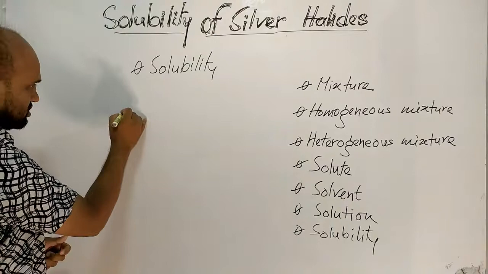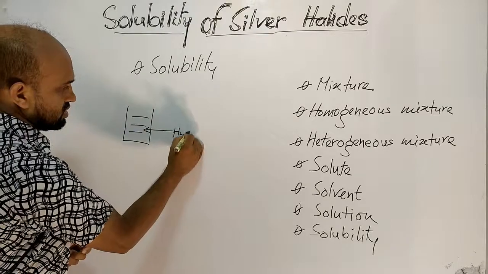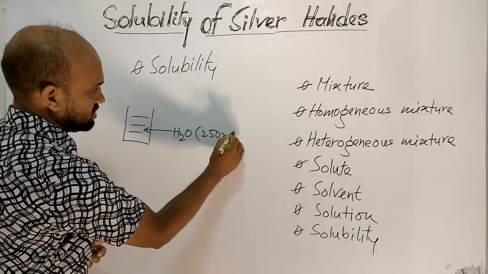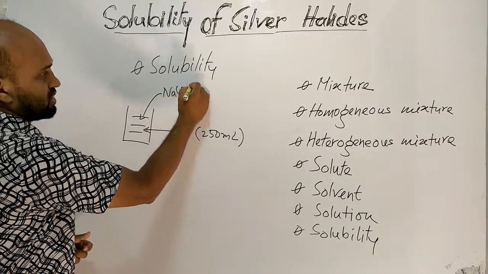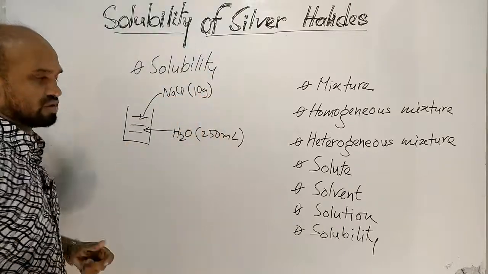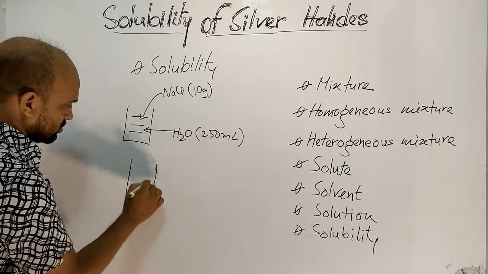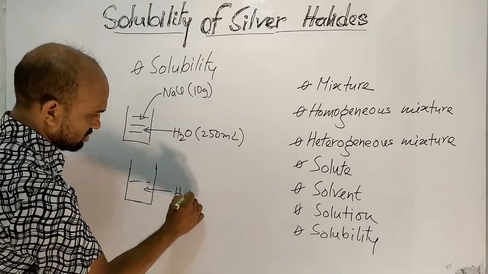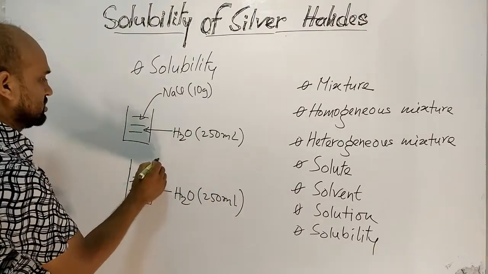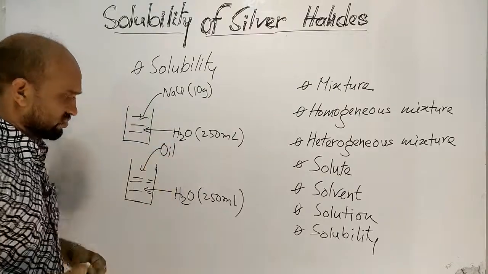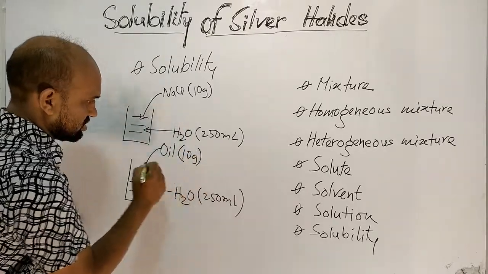Let's consider this is a glass with water and it is 250 milliliter, and here salt, sodium chloride, is added, that is 10 gram. Another glass with water 250 milliliter, and here oil or fats or oils is added, this is 10 gram.